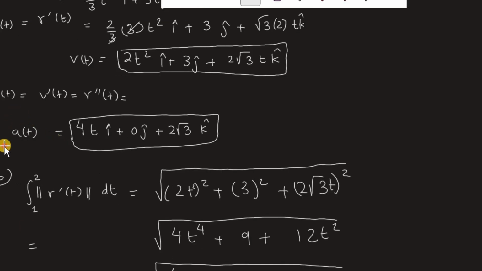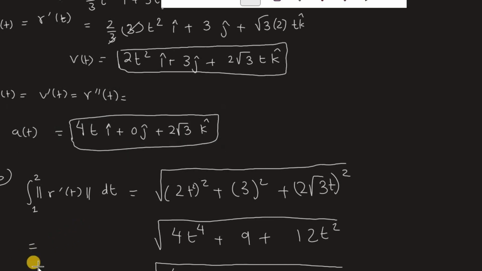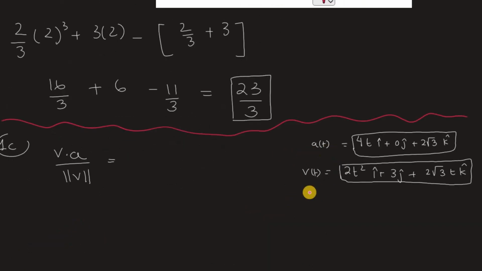And here, this is the acceleration, and let's pick the acceleration from here. Okay, so I just got this acceleration and the velocity that we found in the previous question. So now let's go ahead and dot product this velocity with acceleration. Okay, so how do we dot product?